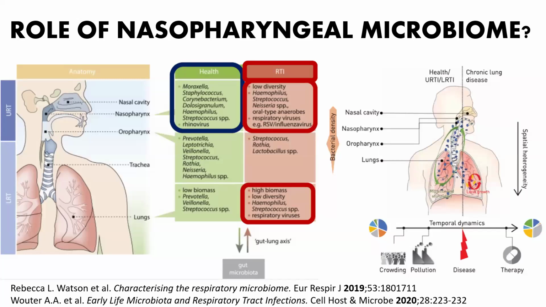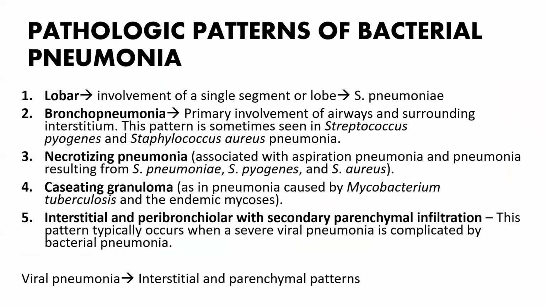Felix, next slide. So there are various pathological patterns of bacterial pneumonia and also viral pneumonia at the bottom, but bacterial pneumonia are the main ones. So you have a lobar pattern, which involves a single segment of the lobe. Remember, the lung has anatomical lobes, and this pattern is commonly seen in strep pneumo. You also have a bronchopneumonia pattern where you have the primary involvement of the airways and the surrounding interstitium, and it's sometimes seen in strep pyogenes and Staph aureus pneumonia. Then you also have a necrotizing pattern, which is associated with strep pneumo, pyogenes, and Staph aureus.